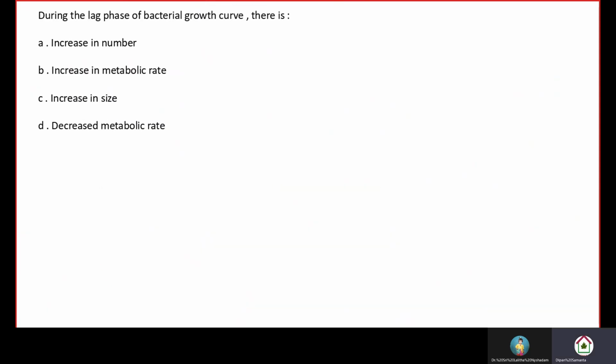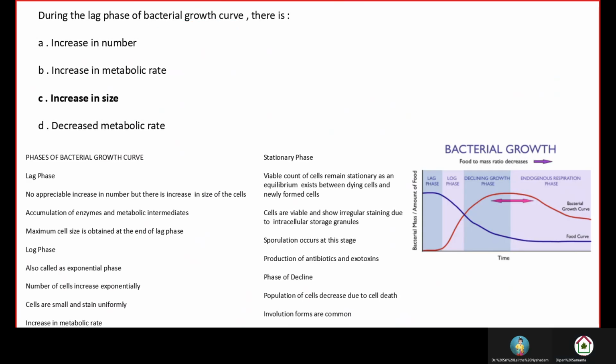Next question: during the lag phase of the bacterial growth curve, is there an increase in number, increase in metabolic rate, increase in size, or decrease in metabolic rate? Very, very important question, and the topic of bacterial growth curve is one of the most important in microbiology. So the answer is increase in size. Now we will revise the bacterial growth curve.